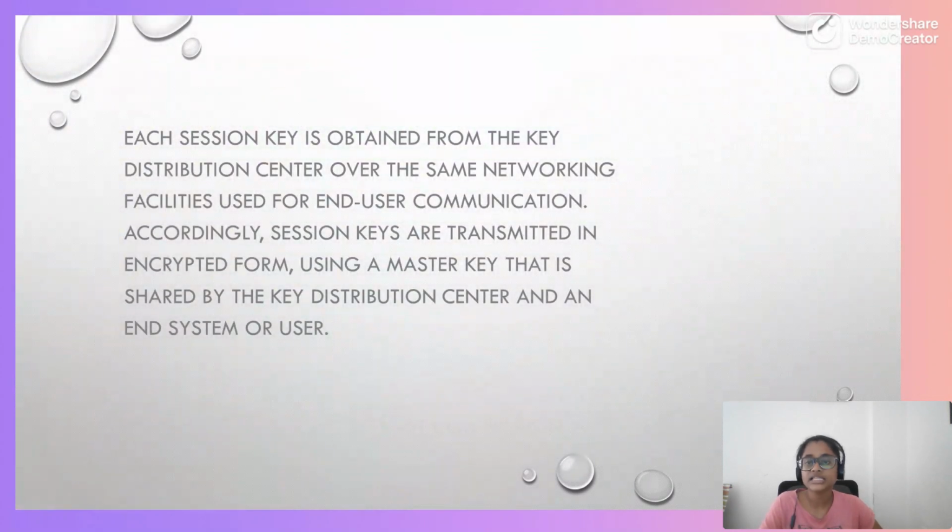Each session key is obtained from the key distribution center over the same networking facilities used for end user communication. Accordingly, session keys are transmitted in encrypted form using a master key that is shared by the key distribution center and an end system or user. So this is how the fourth option, the key distribution center, works.